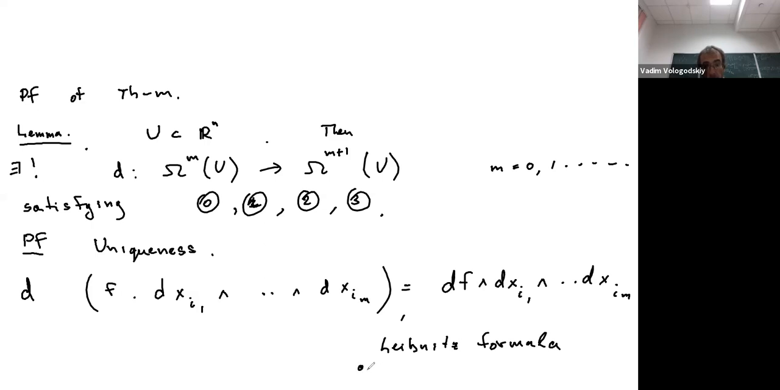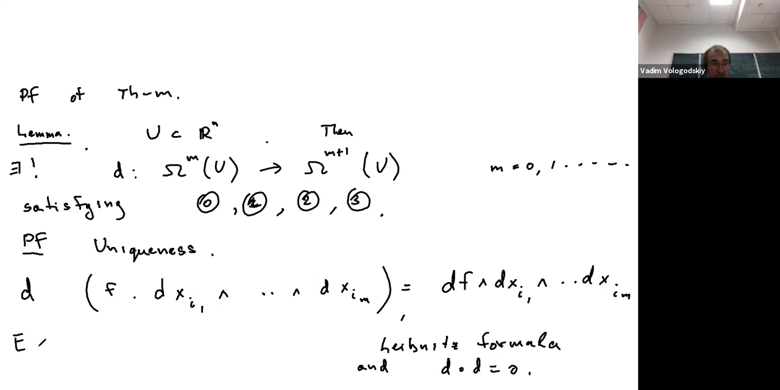And the fact that D composed with these. So that's the end of the proof of uniqueness, right? So if D exists, it must satisfy this identity.